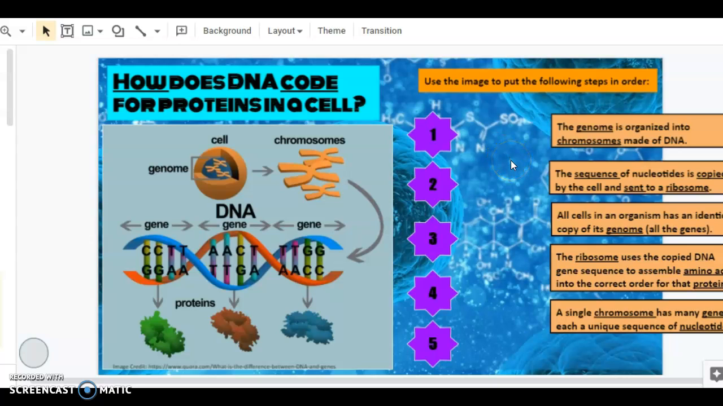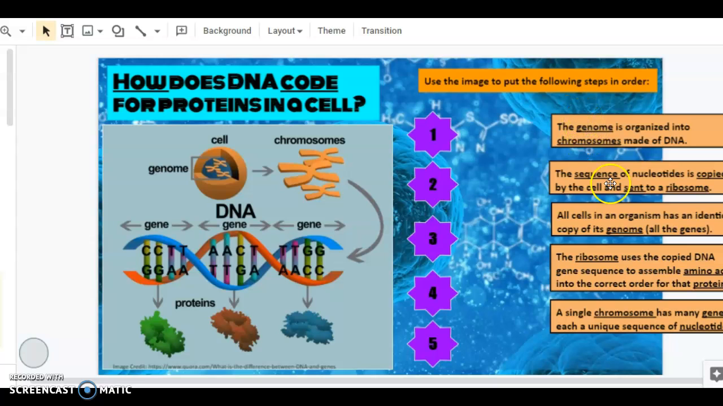Did you organize your labels? I hope so. Let's see if you got it right. Over here, we're looking for steps 1 through 5. And our steps are: genome organized into chromosomes, sequence of nucleotides copied and sent, all cells in an organism have an identical copy of the genome, the ribosome uses the copied DNA, a single chromosome has many genes.